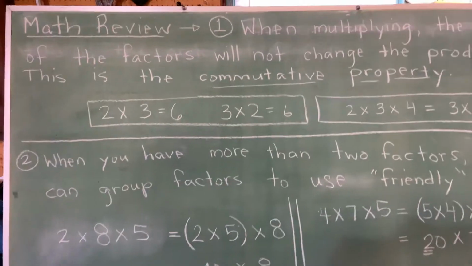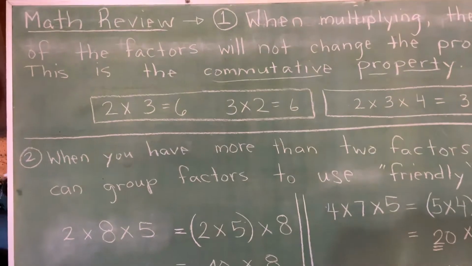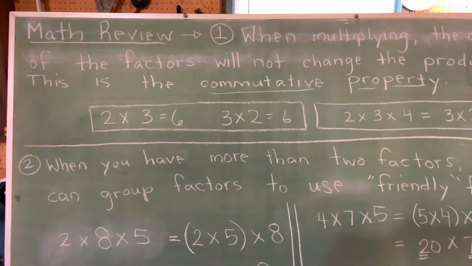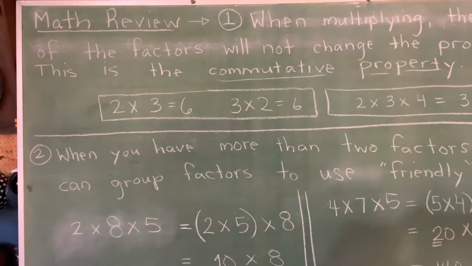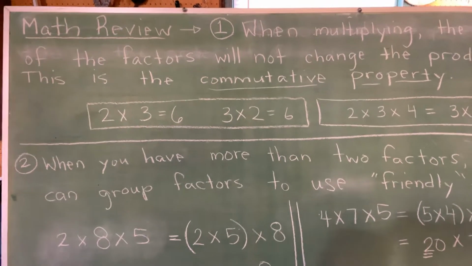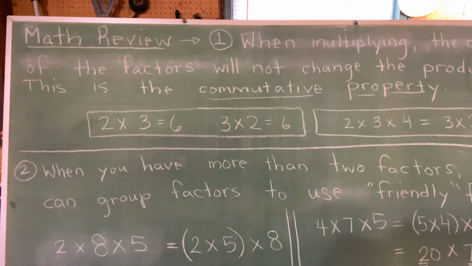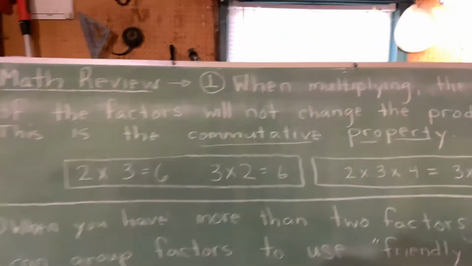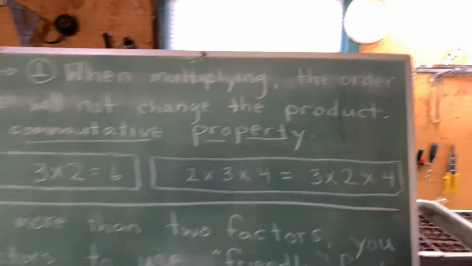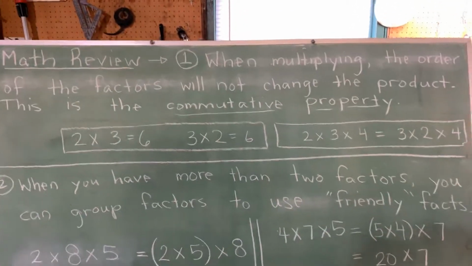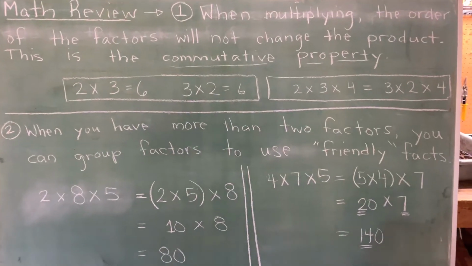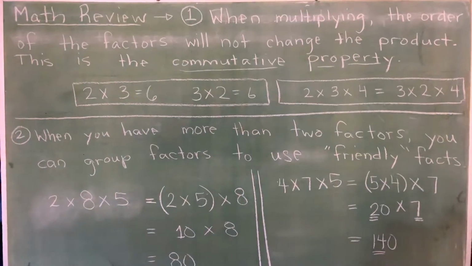Okay, here is our math review for today's lesson on Friday, April 10th. The focus today is on using order to multiply when you have two factors. We know that when you multiply, the order of the factors will not change the product. And this, as we've studied many times, is the commutative property.